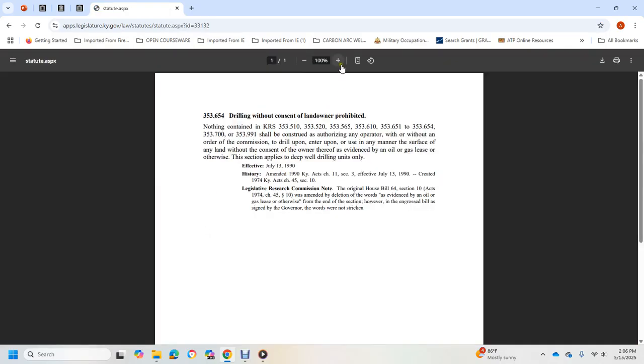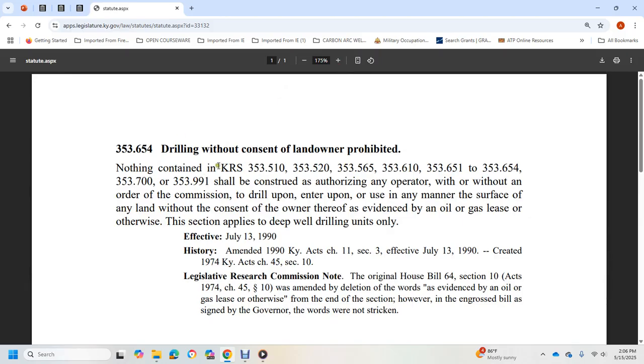Alright, drilling without consent of the landowner. Nothing contained within Kentucky Revised Statute 353.510, 520, 565, 610, 651 through 654, 700, or 353.99-1 shall be construed as authorizing an operator, with or without an order of the commission, to drill upon, enter upon, or use in any manner the surface of the land without the consent of the owner thereof, or the evidence for the oil and gas lease. Otherwise, this section applies to deep well drilling units only.